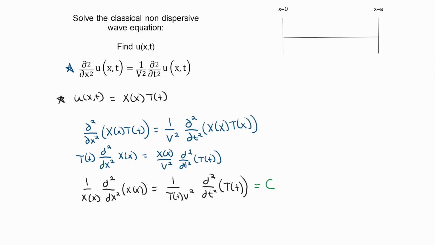So we'll have a spatial part of our disturbance, and we'll have a temporal part of our disturbance that we'll both solve individually. First, we're going to look at our spatial part of our disturbance because we also have our boundary conditions. Whenever x is equal to 0, our displacement will be equal to 0, and when x is equal to a, our x function will be equal to 0 as well. So we're going to be looking at 1 all over our x function, d squared over dx squared of our x function, is going to be equal to our constant c.